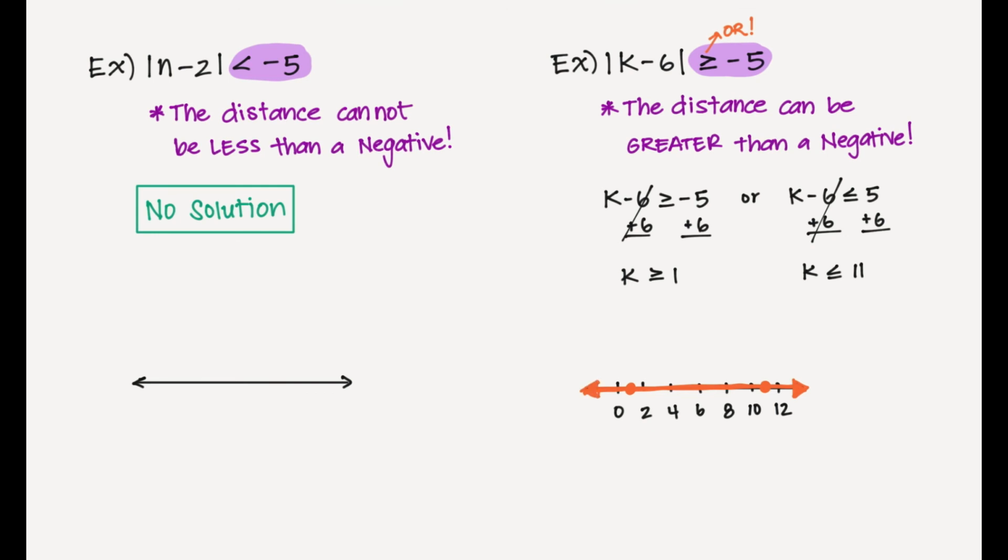And look at that, they overlap, and it is now showing everything is shaded, which means that all real numbers can be possible solutions for this inequality. So that's what we'll write down.